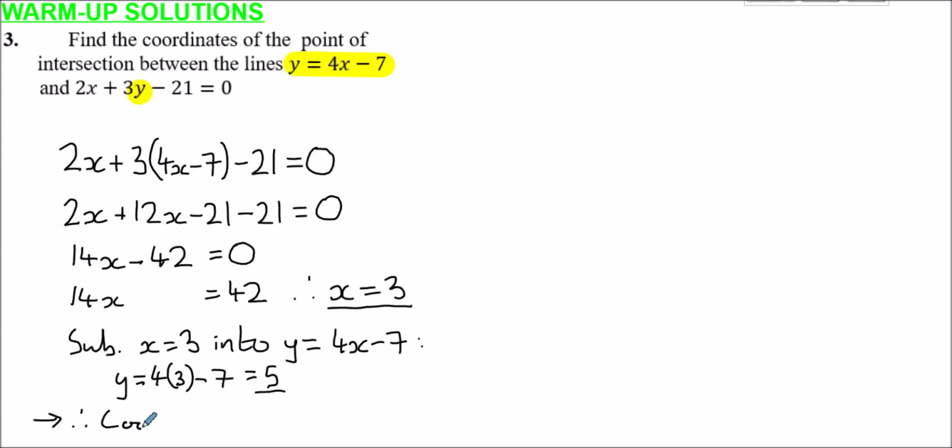So therefore the coordinates of intersection for these two lines are when x is 3 and y is 5. And so that's question 3 complete.